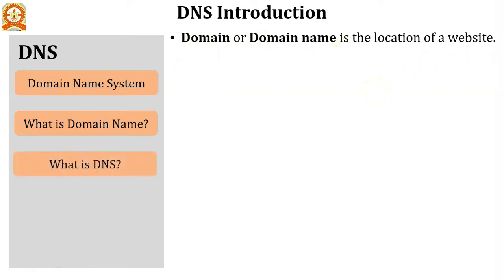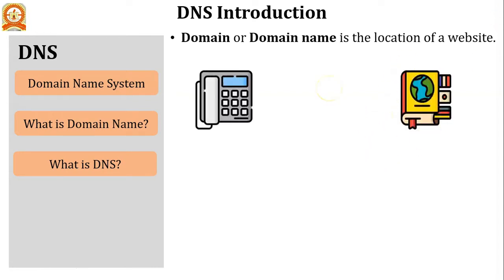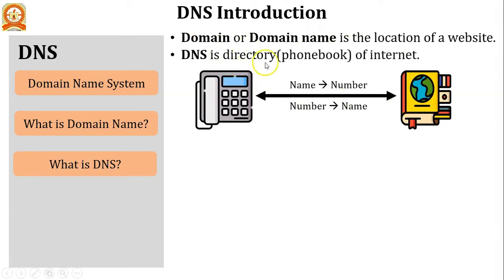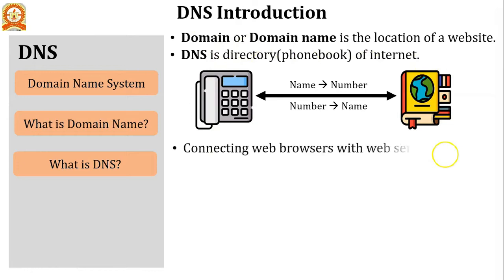Next, what is DNS? Before discussing DNS, I will give you one non-technical example to understand it. We all know about the telephone directory. Using the telephone directory, we can find the number from the name and the name from the number. So now we can say DNS is the directory of the internet. Using DNS, web browsers are connected with web servers. It means the user can access the website from the web servers through DNS. So how can a user access the website from the web server using DNS? I will discuss this topic in the working of DNS.